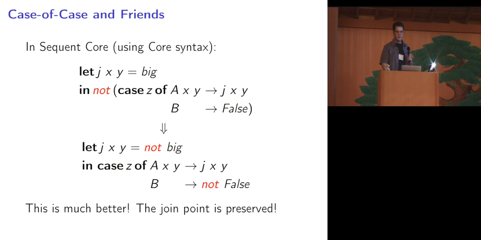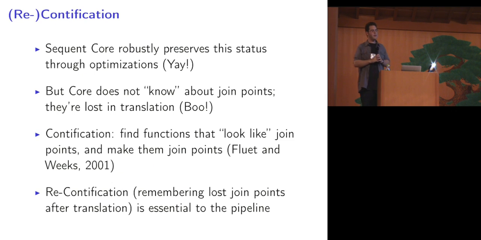Now we've preserved these join points, and in general, Sequent core has special support for these things, and so they're very robustly preserved through pretty much any reasonable optimization you would do, in the same sense that the Lambda calculus preserves static binding. So that's a good thing. We like that. But core knows nothing about these join points. That means that when we translate back and forth, they're totally lost, and that's bad, right? We want these efficient representations. We don't want to just lose them all.